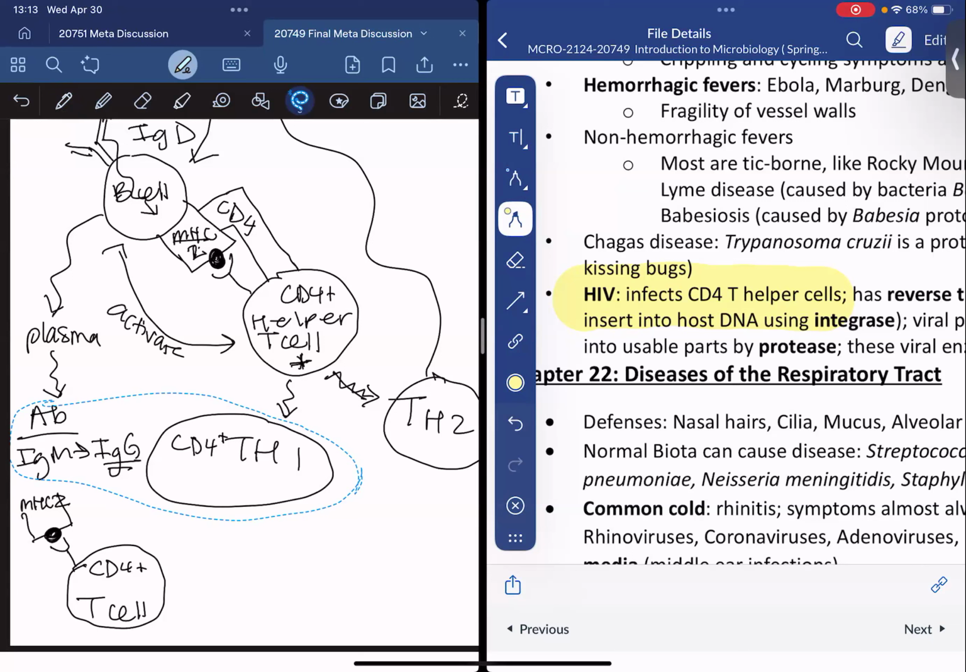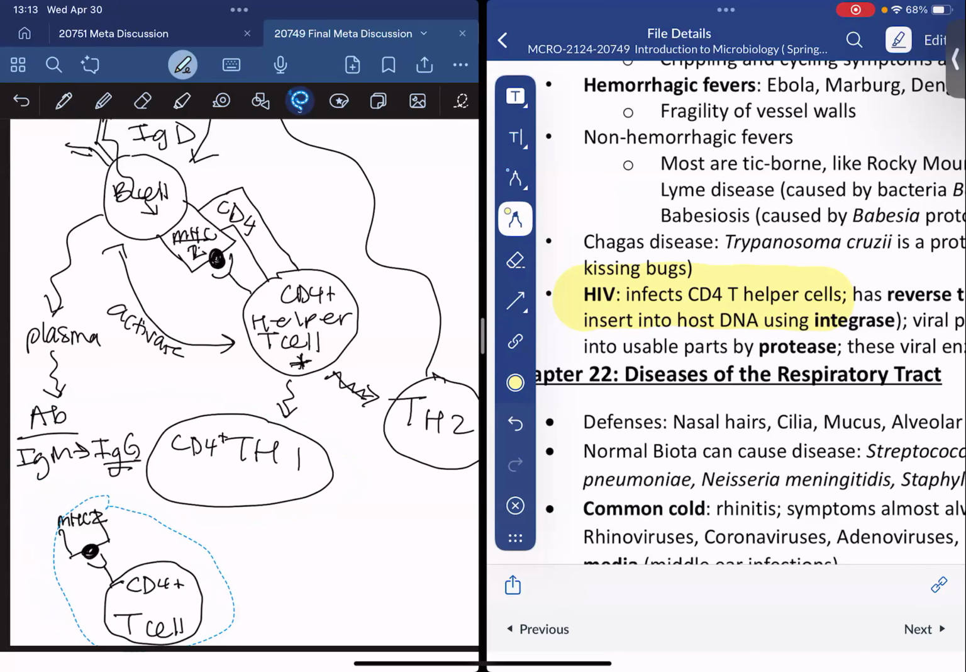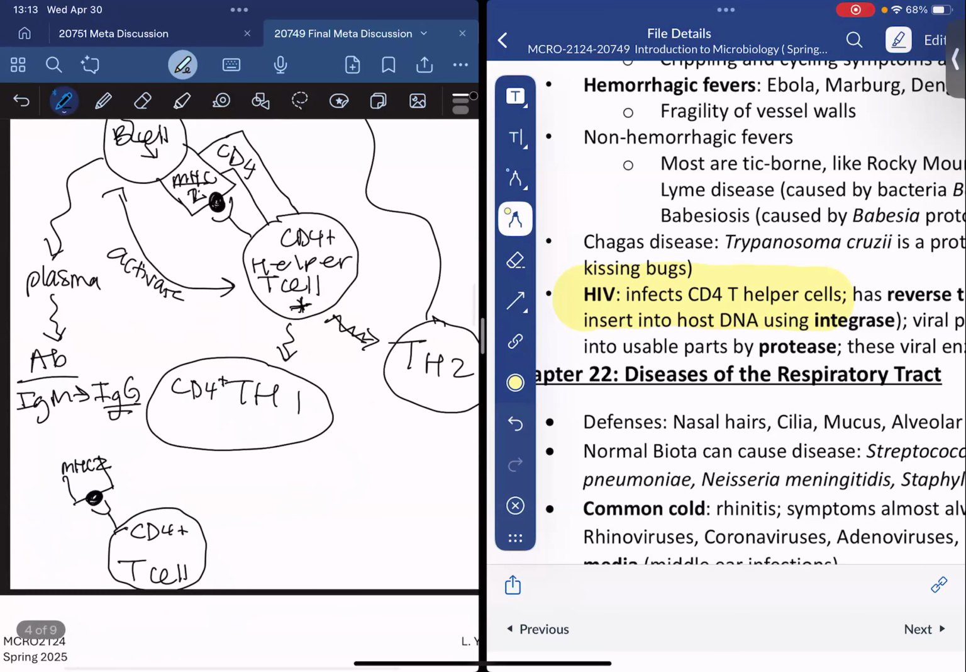Let's make this small. Move this. All right. So maybe this CD4 T cell sees MHC2 being presented. It doesn't matter. It's an antigen presenting cell that presents it. But this antigen might be to anything. But any CD4 positive T cell can then become infected on the inside with HIV.